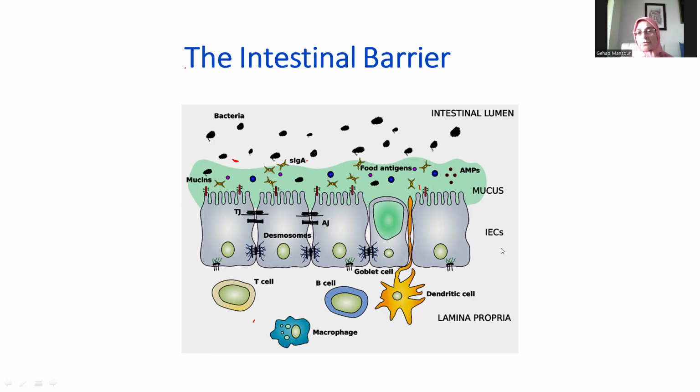The second characteristic of the intestinal epithelial cells is that they have tight junctions in between. They have protein filaments, a very complex structure of protein filaments called the desmosomes, and the desmosomes attach the intestinal epithelial cells together to prevent leakage in between the cells.